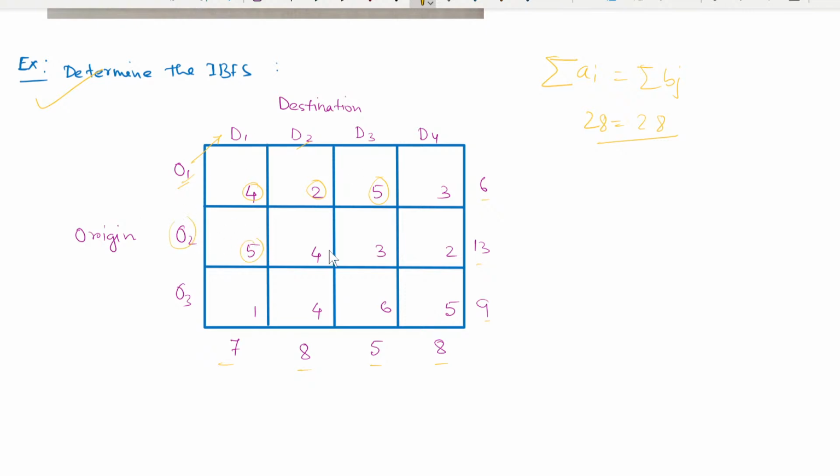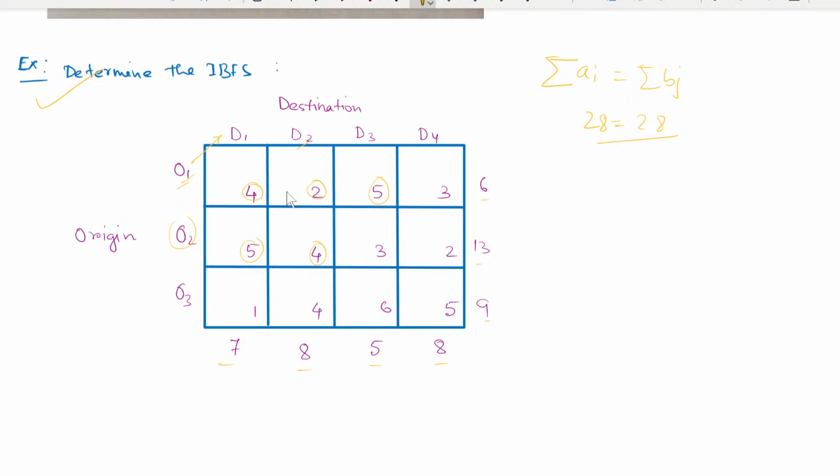From O2 to D2, this cost is 4 units. So this is the representation of these cells. Now, first, this is the row minima method. We have to first find the minimum element in the first row.